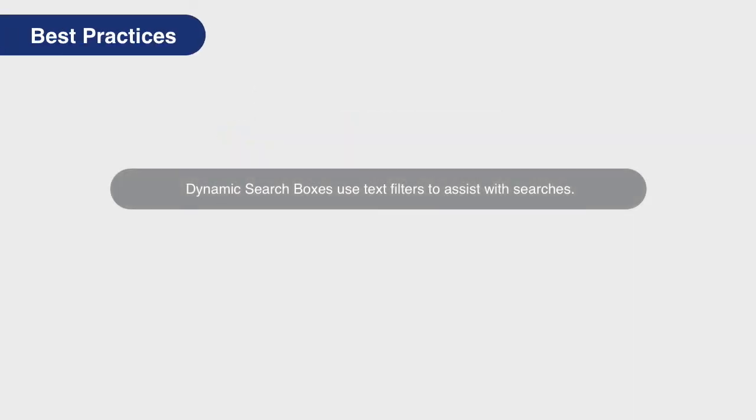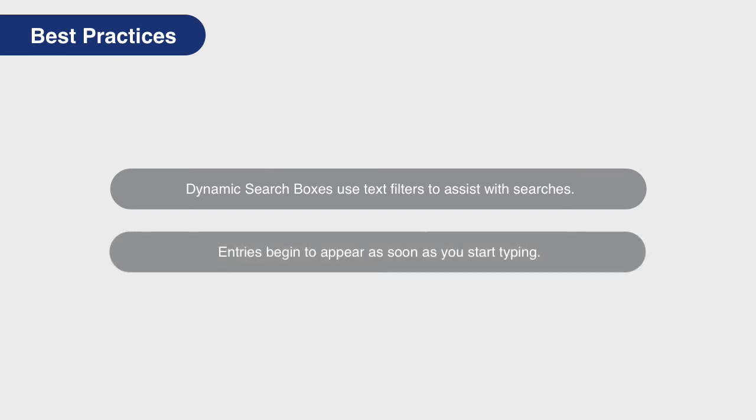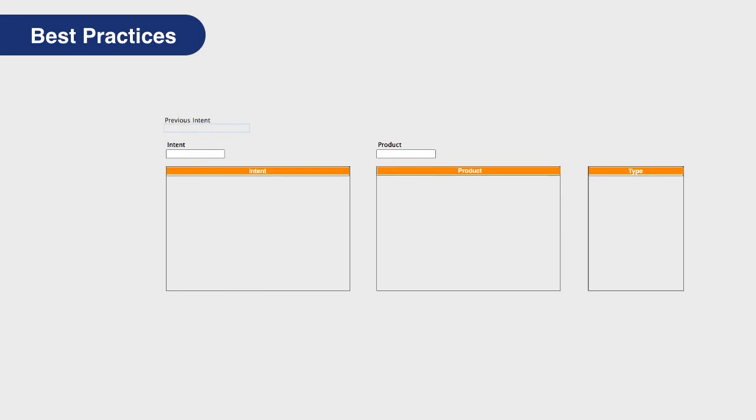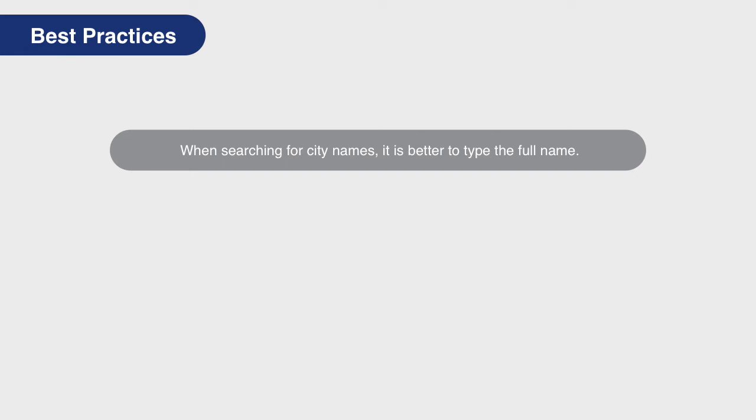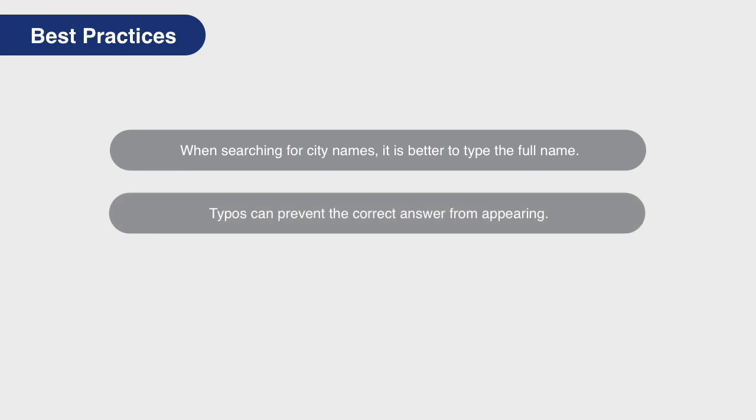Dynamic search boxes use text filters to assist with searches, so entries begin to appear as soon as you start typing. Frequently, it is possible to find the correct entry by typing up to 3 letters of a keyword or keywords. Other times, such as when searching for city names, it is better to type the full name for the most accurate list of results. Either way, it is important that you are spelling keywords correctly, as typos can prevent the correct answer from appearing.